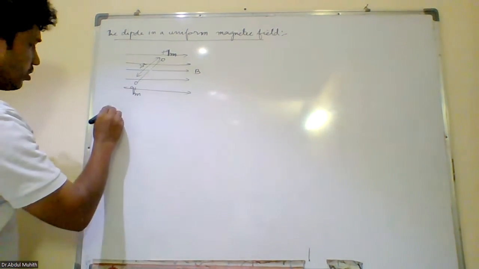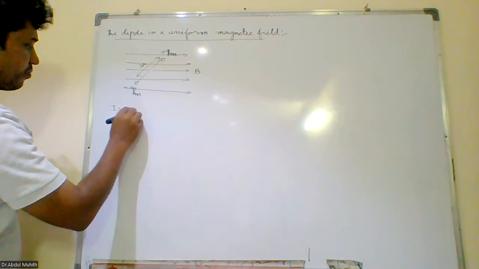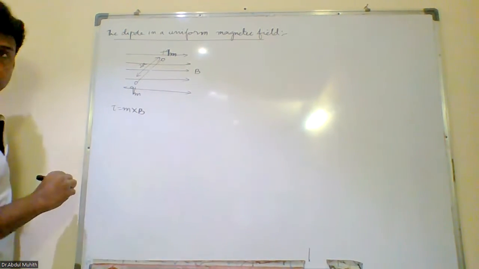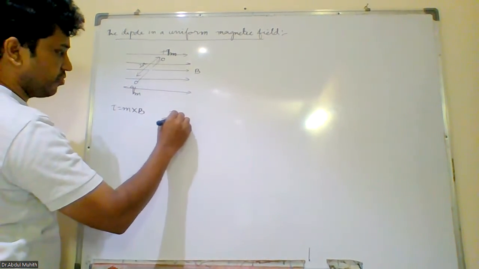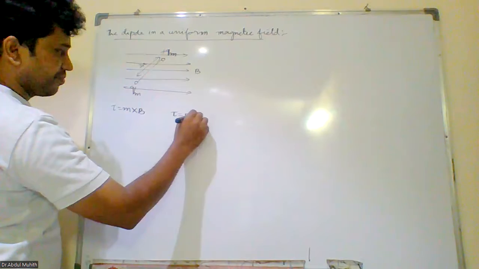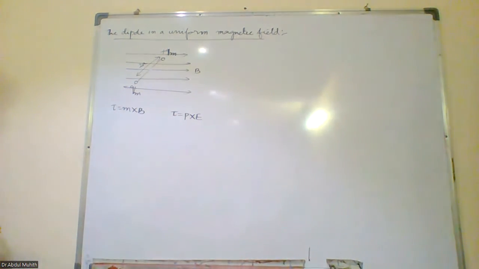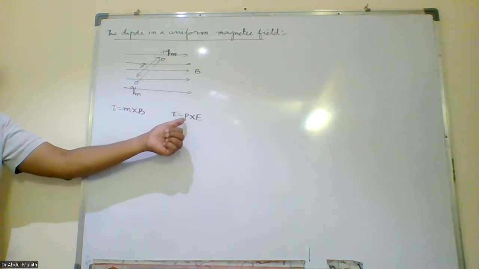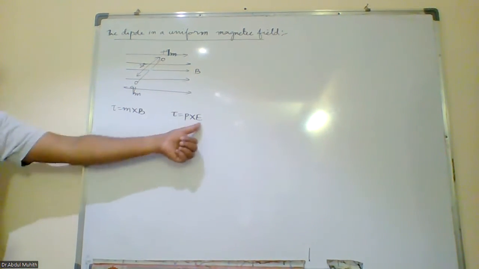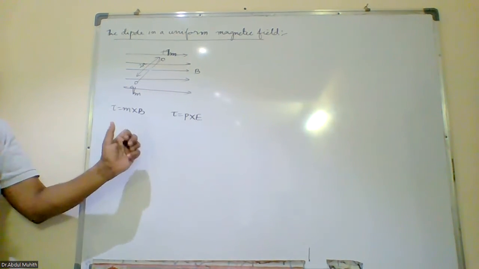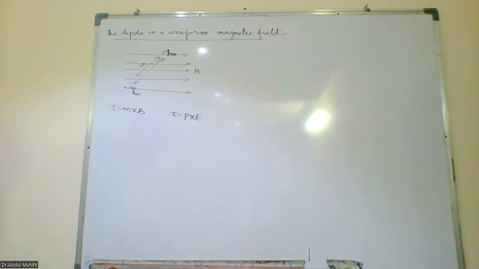So what is the formula for tau? Tau is equal to m cross B. Same way, in electrostatics, what do we write? Tau is equal to P cross E. Do you remember this from the first lesson? Here P is replaced with M, and E is replaced with B. That's the only difference.